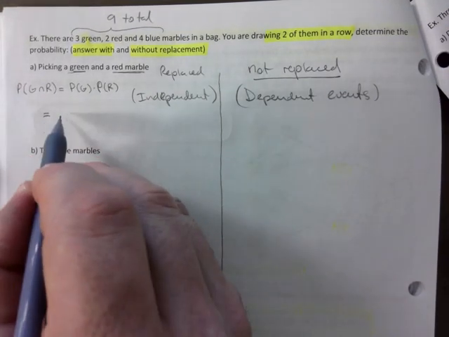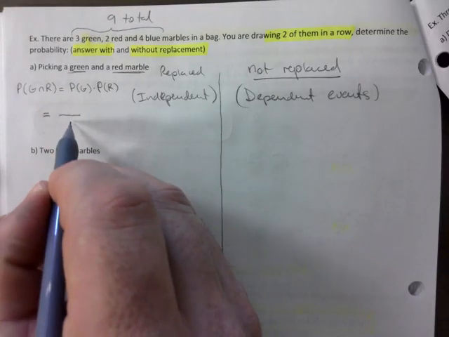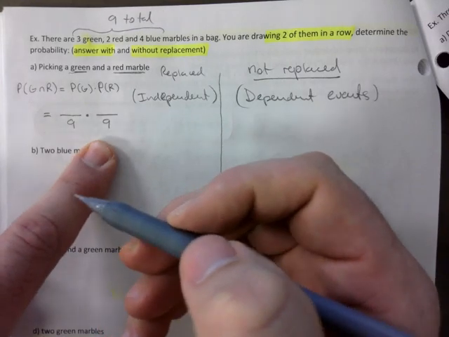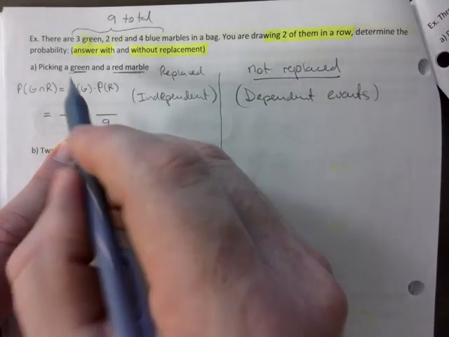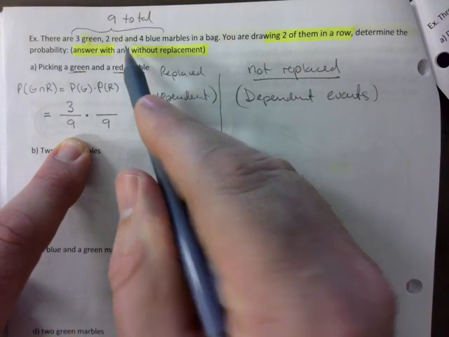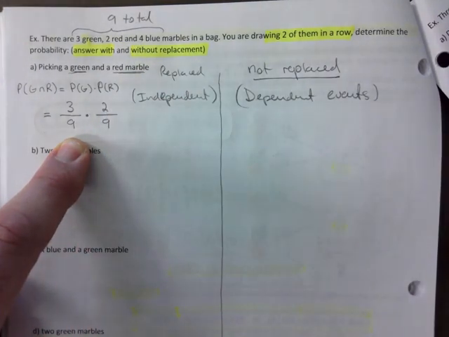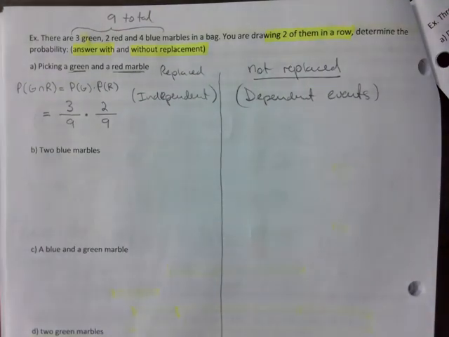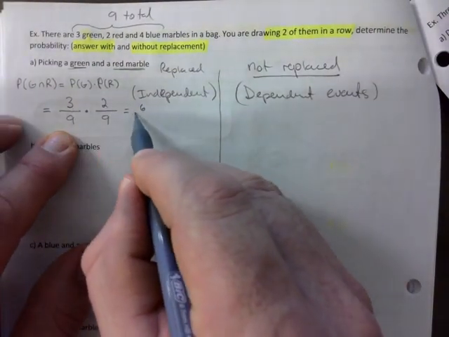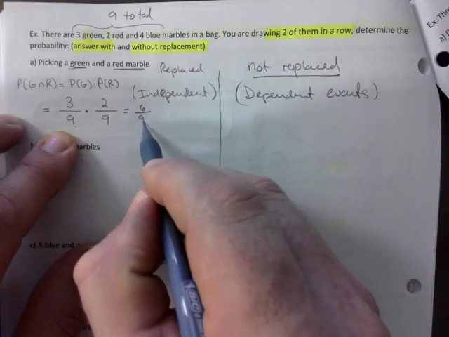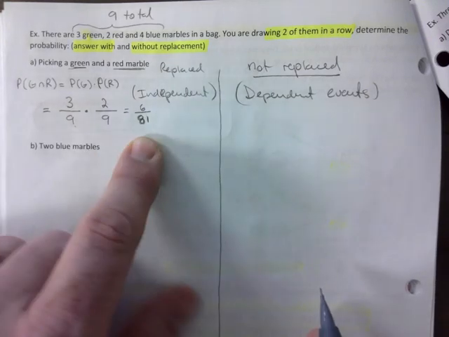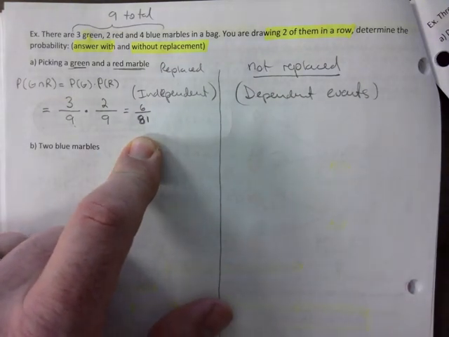So you're going to go like this. Green, we have 9 total, and still 9 total for the second event. We have 3 green, and we have 2 reds, just like that. You can reduce if you want, but I'm just going to go ahead and go 3 times 2 is 6. 9 times 9 is 81. Oh, sorry, 81, not 91. There you go. Okay.